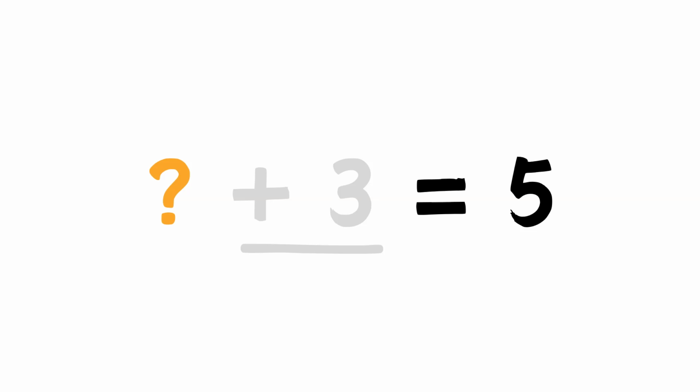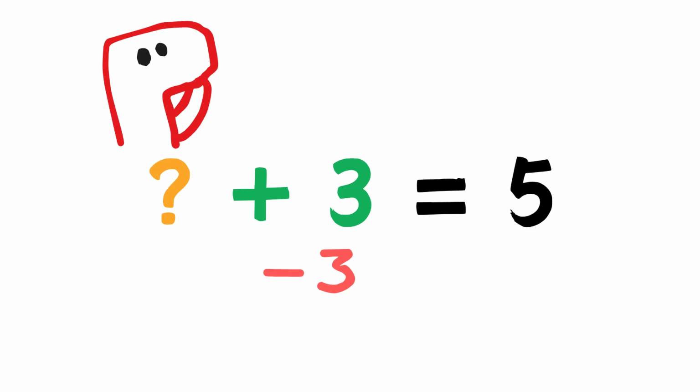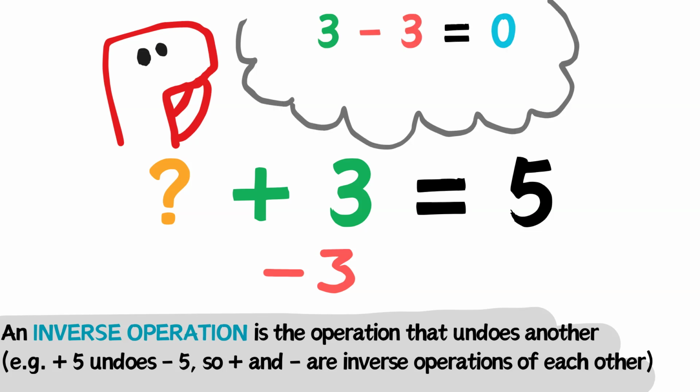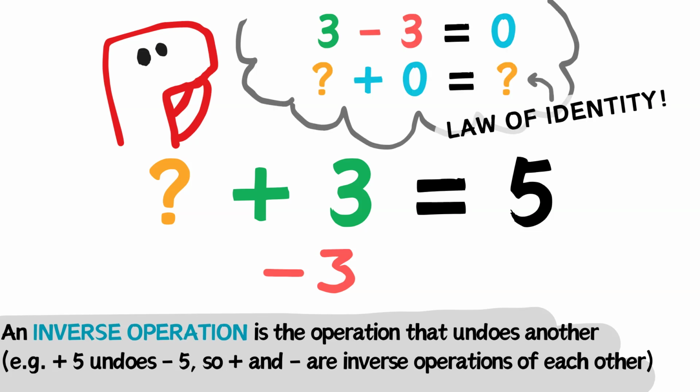So, what can we do to get rid of the plus 3? Well, we can subtract 3. Adding and subtracting are opposites, so they undo each other, or in math terms, they cancel out. Thus, they are called inverse operations. We know that 3 minus 3 is 0, and that question mark plus 0 equals question mark.